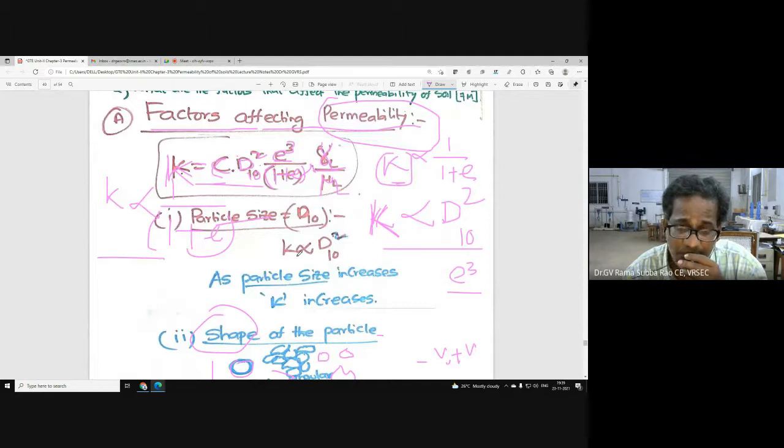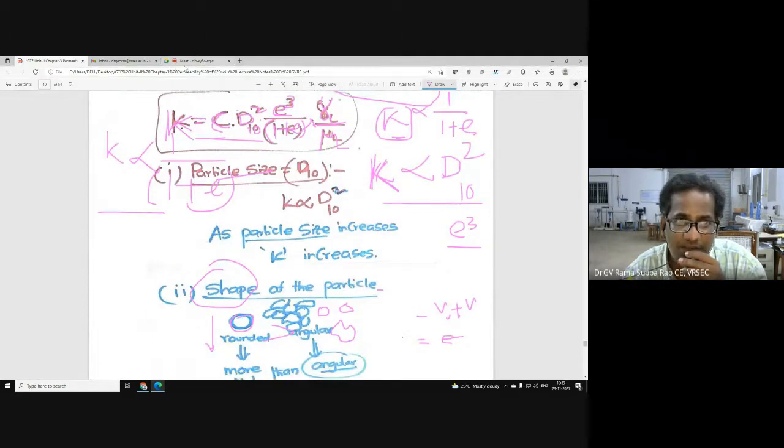Even sometimes the degree of saturation is also a very important discussion. As the degree of saturation increases, permeability increases, because once saturation is there, entrapped air will be less. If entrapped air is there, if air is present in the soil mass, it will obstruct the flow of water. That's why as the saturation increases, permeability increases.